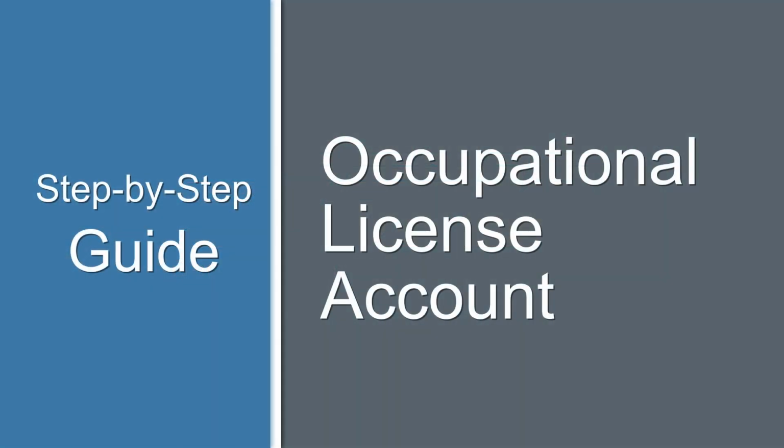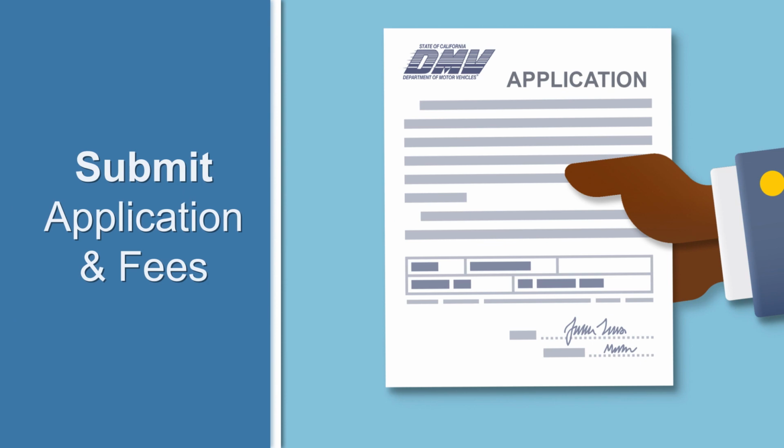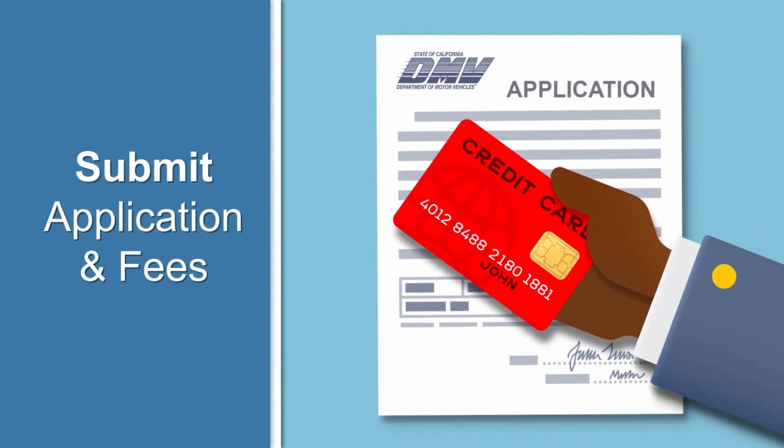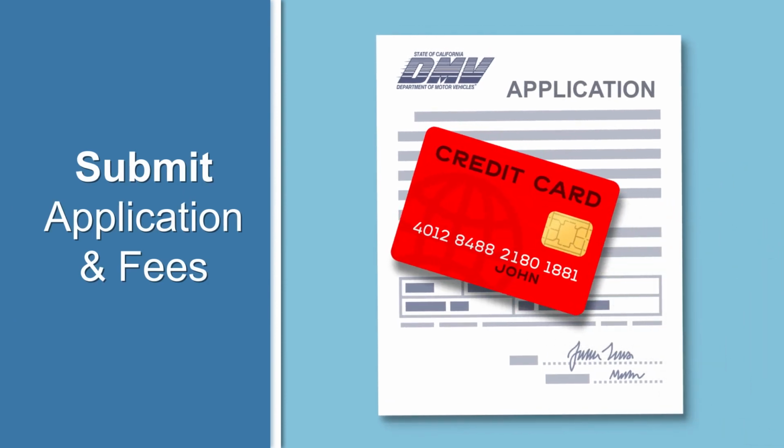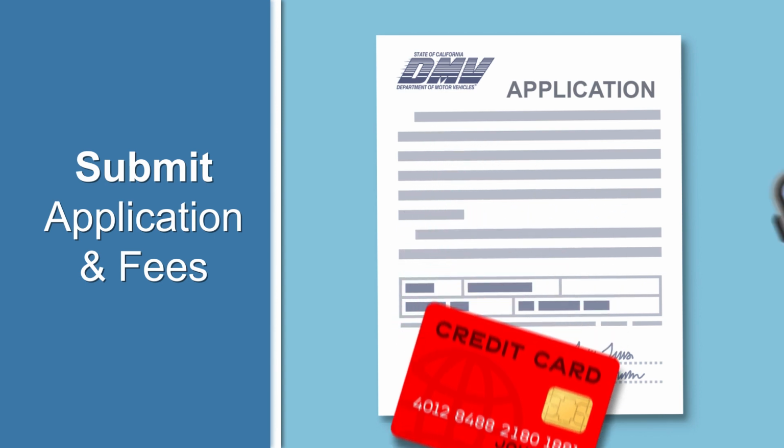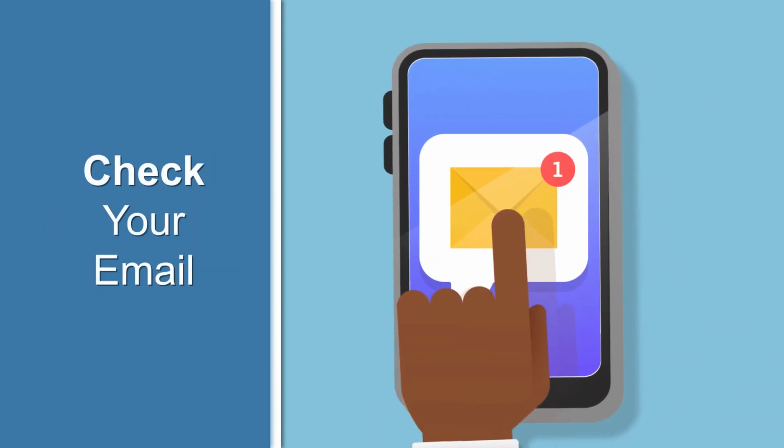This tutorial is designed to help you set up an occupational license account with the California DMV. Before you begin, you'll need to have submitted a completed application along with required fees to an occupational license inspector. Once completed, you'll receive an email from the DMV.